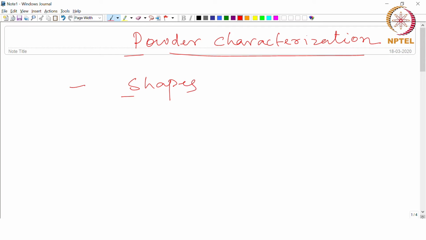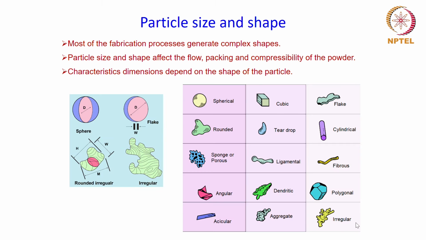shapes and how they are defined, and then we were also talking about how to define the particle size, if you remember, where we had discussed this characteristic dimension that can be used to define the size of a particular particle. So now what happens when you actually do the particle size analysis?